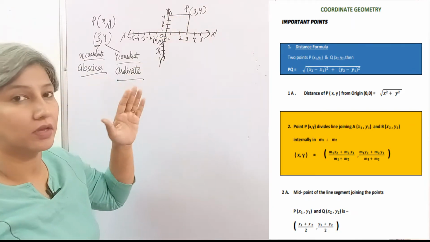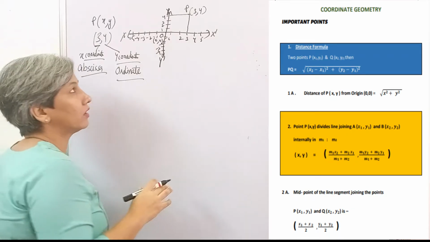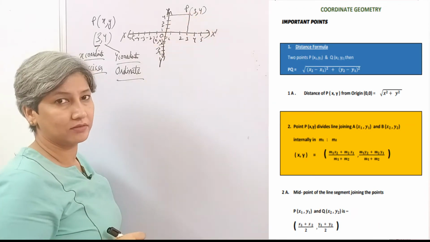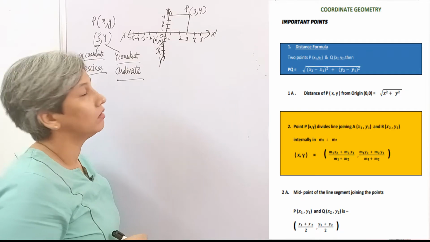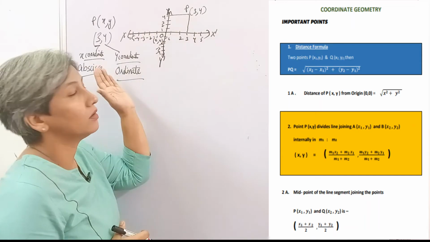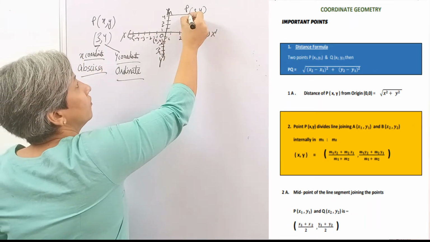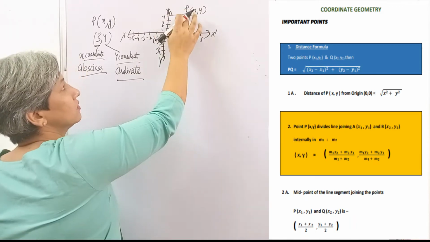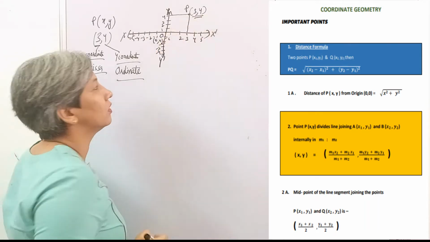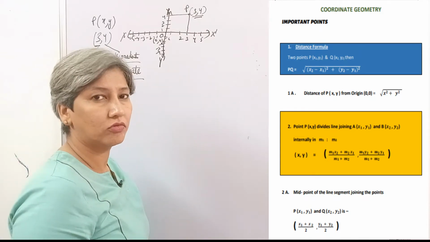What I want to emphasize here is what is related to coordinate geometry. The question that might come is to tell the distance of this point from the x-axis, from the y-axis, or from any other point. For the distance of this point from any other point, we have the distance formula. But for finding its distance from the x-axis and y-axis, you just have to look at your x coordinates and y coordinates and you can tell straight away.